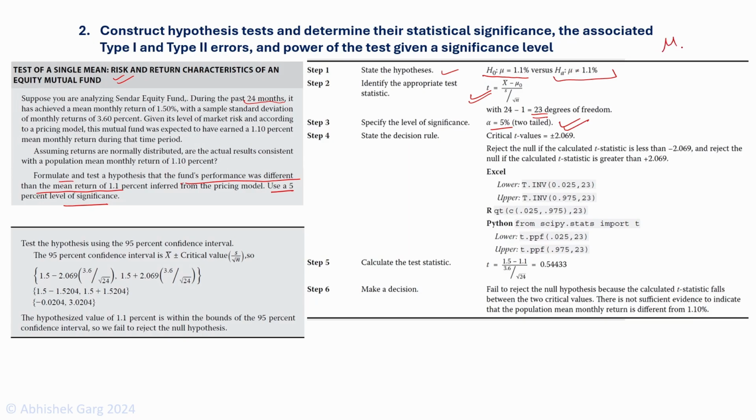So if mu is not equal to 1.1%, that means it can be either less than 1.1 or it can be greater than 1.1. So it is a two-tailed test. Now let's state the decision rule. This is the critical value from the t table.